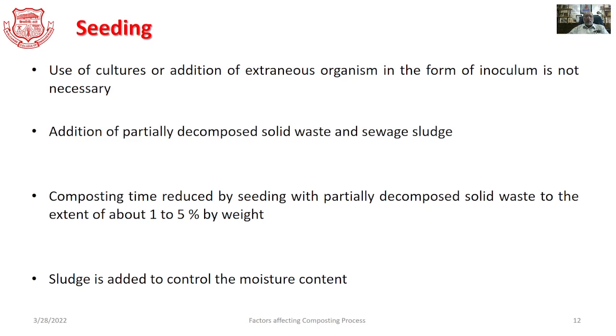is concerned. However, the process as such can be enhanced by addition of partially decomposed solid waste or the sewage sludge, which could be available in nearby composting plants. So, this composting time could be reduced by seeding with partially decomposed solid waste to the extent of around 1 to 5% by wet weight. The addition of the sludge also helps to maintain and control the moisture content in the given compost pile.